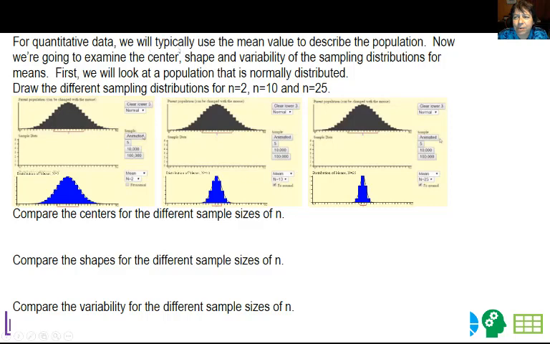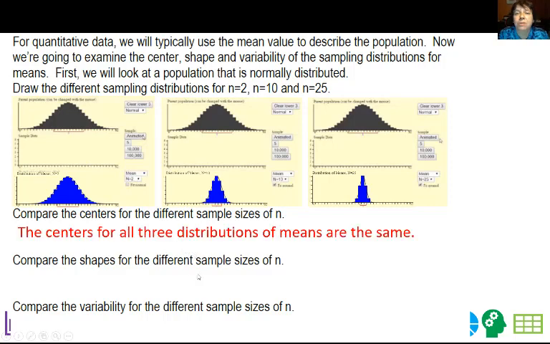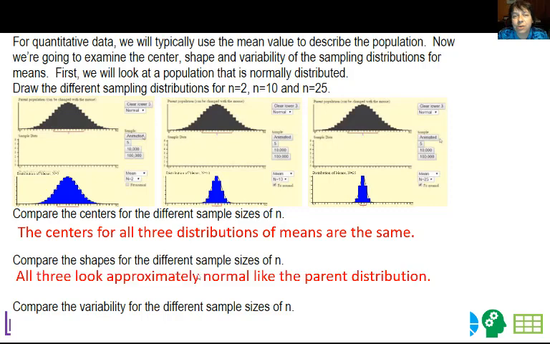For quantitative data, we typically use a mean value to describe the population. Now we're going to examine the center, shape, and variability of the sampling distribution of means. So first of all, our population here is normally distributed. And I'm looking at the mean samples that I would get for a sample size of 2, of 10, and of 25. You remember we actually did that dropping samples in the first lesson in this unit. Well, if I were to compare the centers, all three distributions of means are the same. And all three look approximately normal, like the parent distribution.